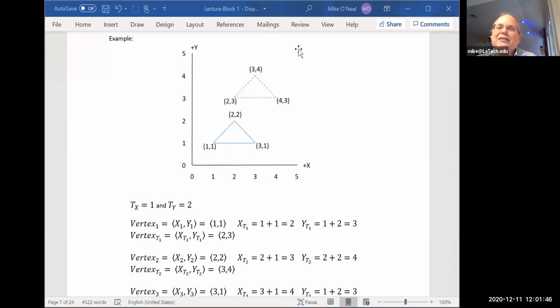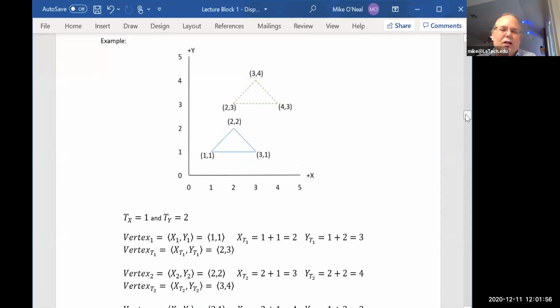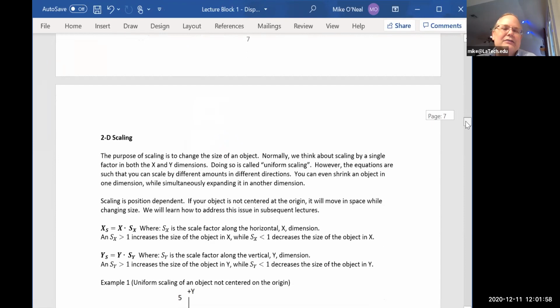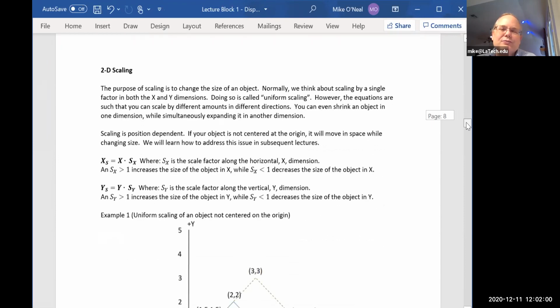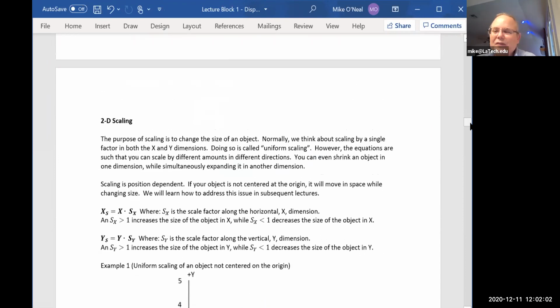Because you're going to be having to write these programming assignments, and that means you're going to have to know how to apply all of these formulas. So that was pretty short and sweet. Let's move over to scaling.